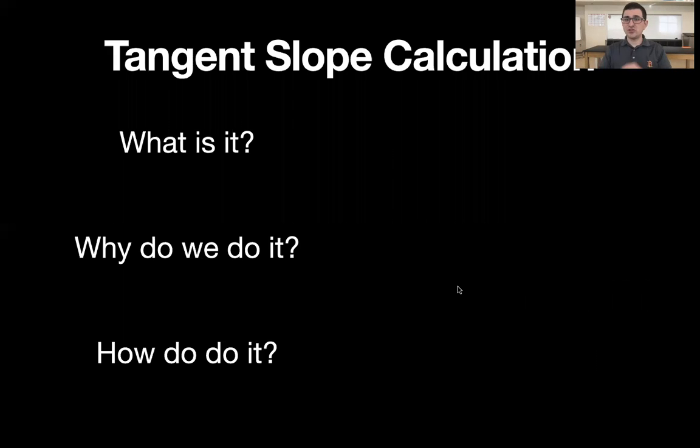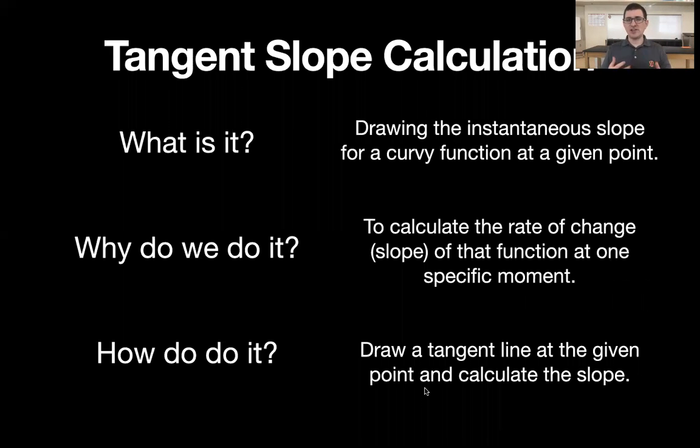So just to summarize the video, tangent slope calculation is drawing the instantaneous slope for a curvy function at a given point. Why would we do that? So we do that to calculate the rate of change or the slope of a function at any specific moment.